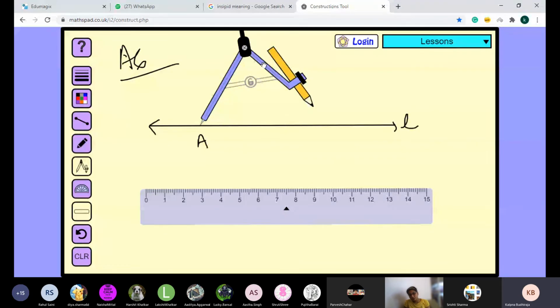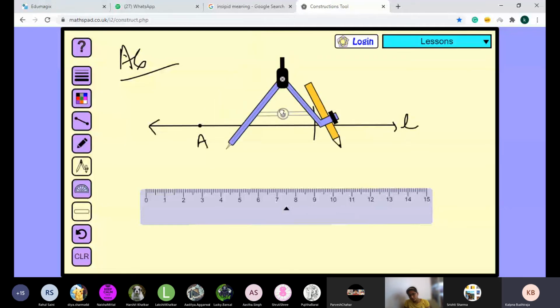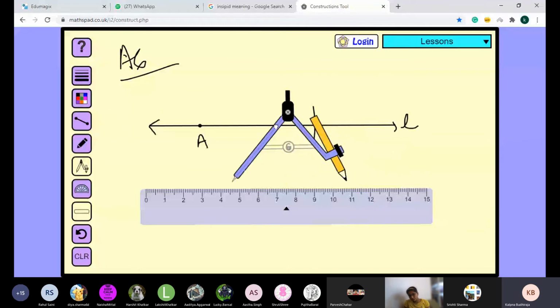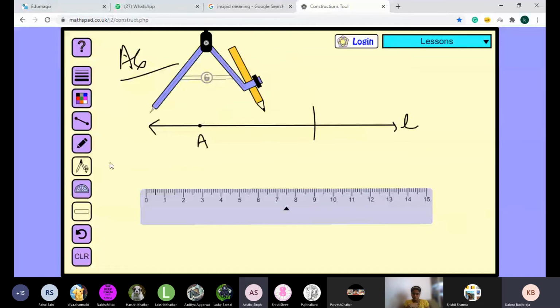Where the compass is, there you will cut an arc. Look, first you chose point A. I am repeating the step again: choose a point A on the line. Now bring your compass here and then cut the line. Wherever you cut the line, that will be termed as point B. Now this AB is of 6.3 centimeter. Is this construction clear now?